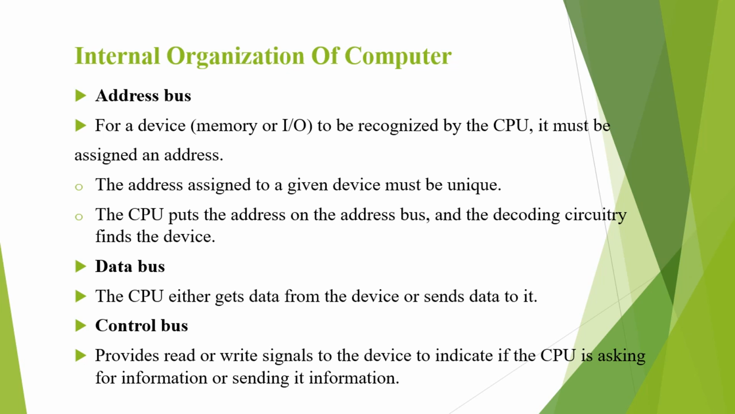Next is data bus. The CPU will either get the data from the device or send data to the device through the data bus. So data bus is bidirectional. Next is control bus. It provides read or write signals to the device to indicate whether the CPU is asking for information or sending the information.